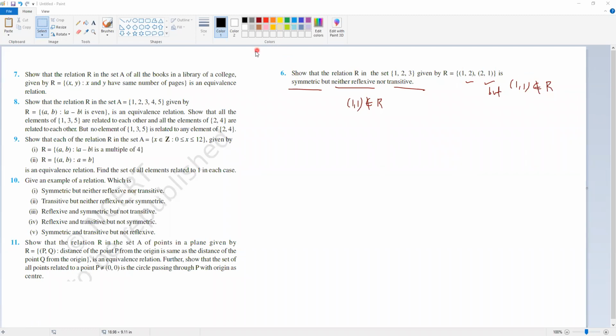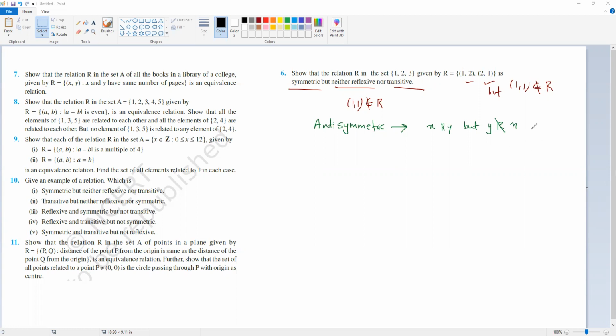So yesterday, Rohini asked one doubt: what is anti-symmetric? This is not in your textbook, just for your information. Anti-symmetric means x is related to y, but y is not related to x. Then it is known as anti-symmetric.